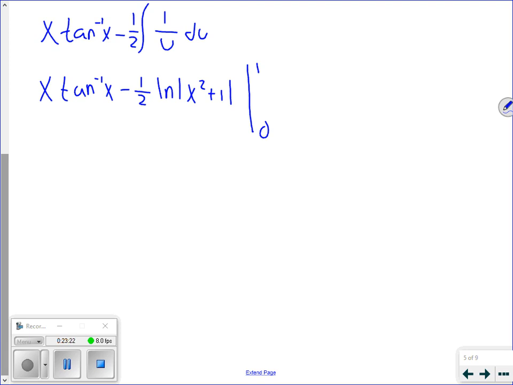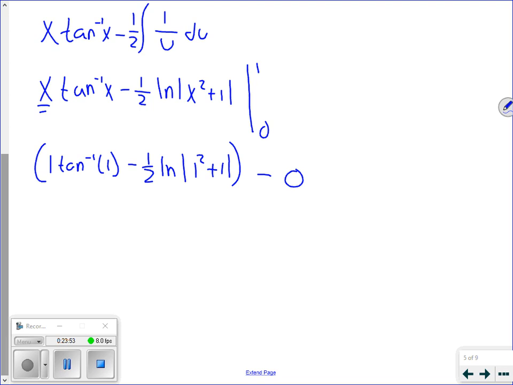Okay, so if you plug 1 into that, that's 1 times tan inverse of 1 minus 1/2 ln absolute value of 1 squared plus 1. So all that. And then minus, if I plug 0 into this, well, 0 times tan inverse goes away. And then it'll end up being the ln of 1 anyway. So this whole thing actually just goes to 0 if I plug 0 into it.